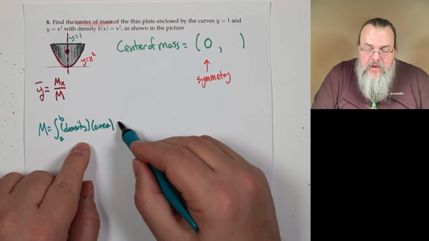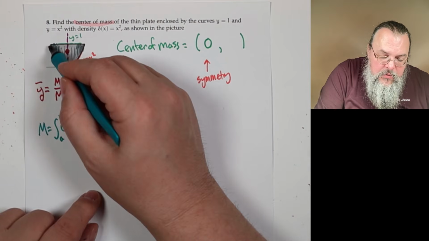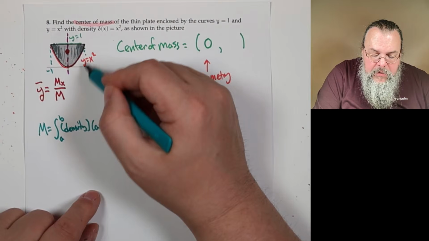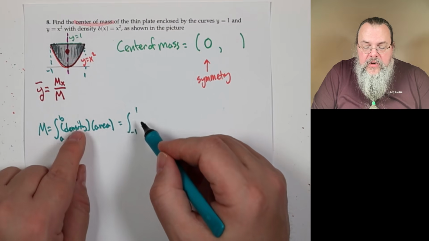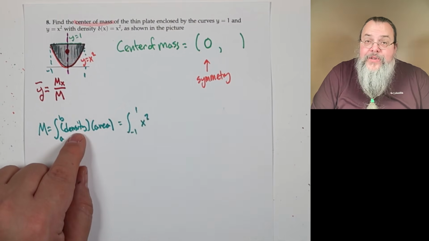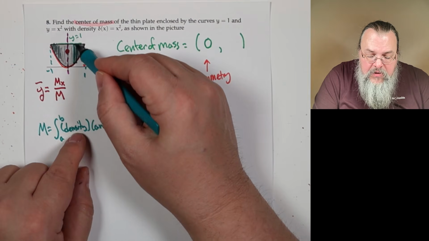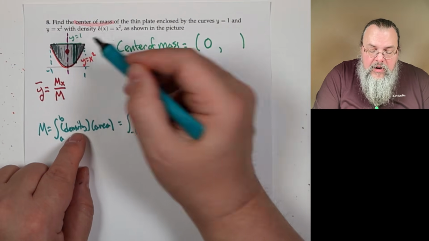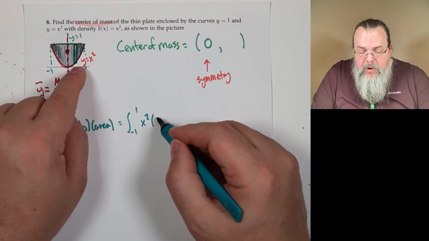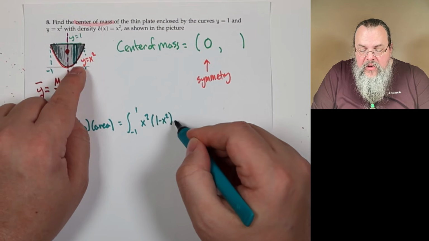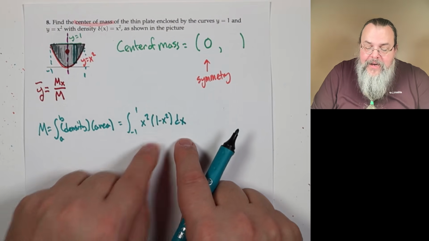So for us, we're going to go from -1 to +1. You can see where we intersect at plus and minus 1. So we're going from -1 to +1. Our density is x squared. Now what's our area? Well, when we take a small slice here, our area is from the top, which is 1, minus the bottom, minus x squared. So that's the height, and then our width is dx. So height times width. All right, great.